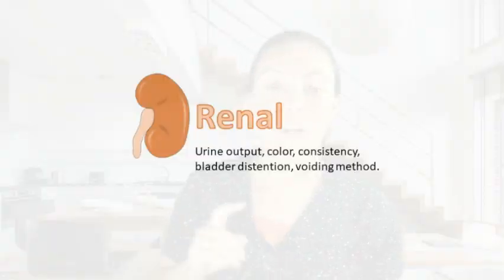Next, we have the renal or kidneys. We're going to check for urinary output, make sure they are urinating, the urine color, consistency, make sure there's no bladder distension, and their current voiding method. So how are they voiding?